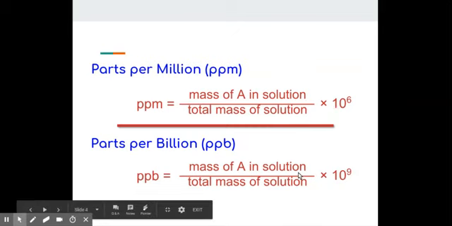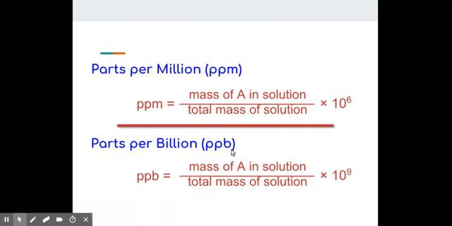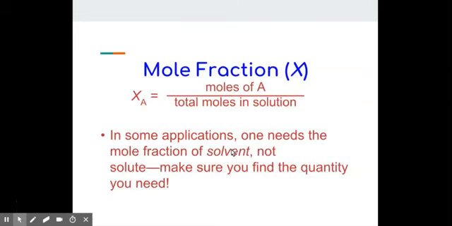Similarly, for parts per billion, you multiply the quotient from here by 1 billion, then the final unit will just be ppb of whatever component you're looking for. So that's for ppm and ppb. Next, we have mole fraction.